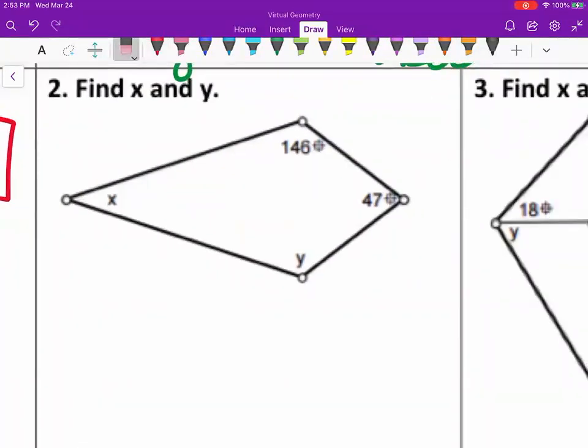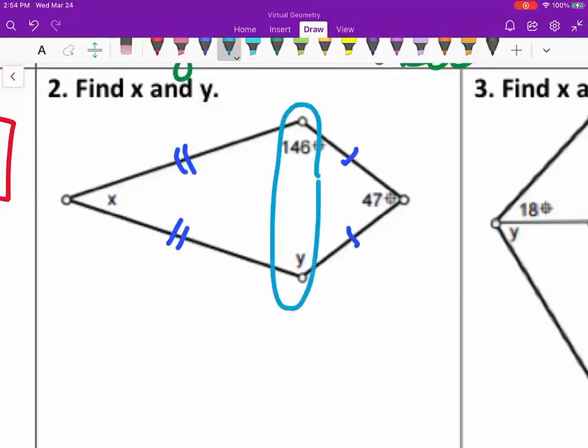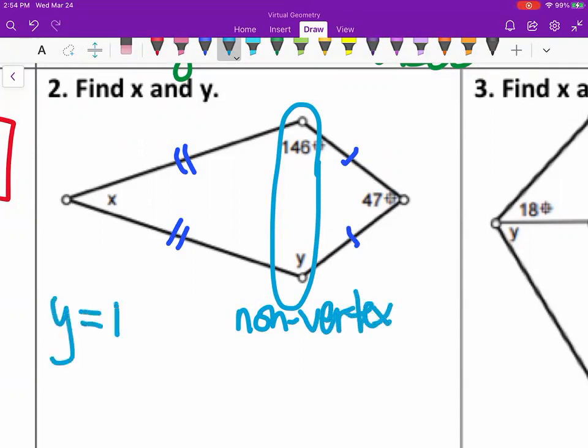Example 2. Find x and y. Well, right away, the first thing I notice is my congruent sides are the two on the right and the two on the left. So if they are in non-vertex angles, they are congruent. So right now I know y is equal to 146.